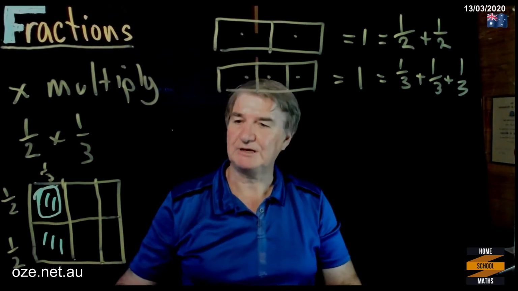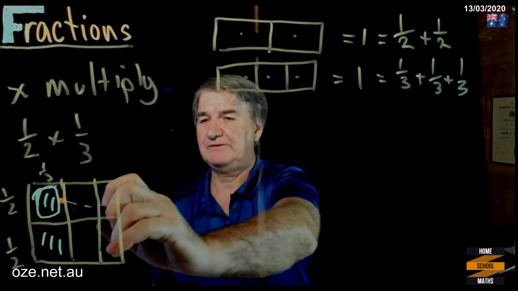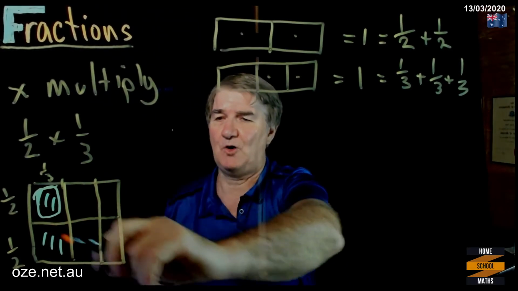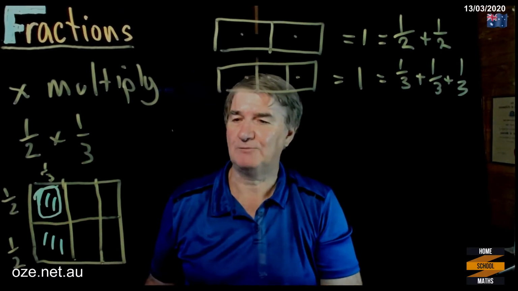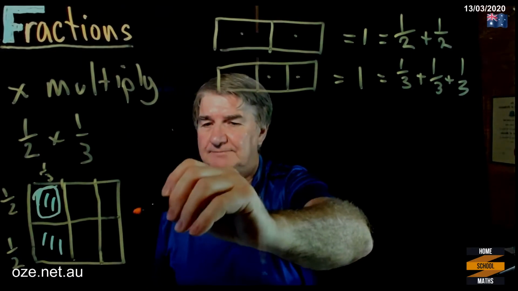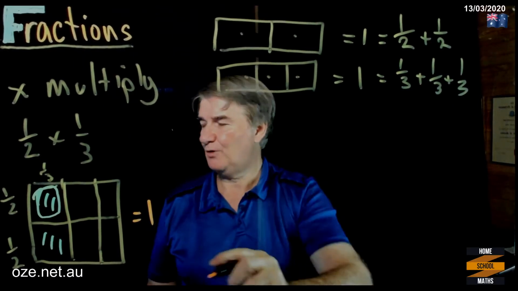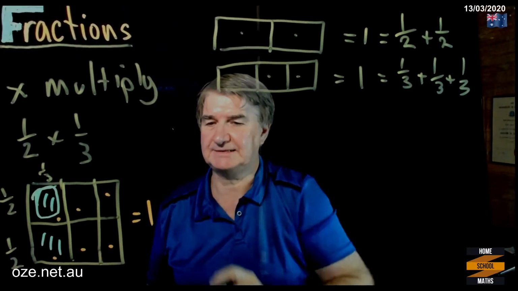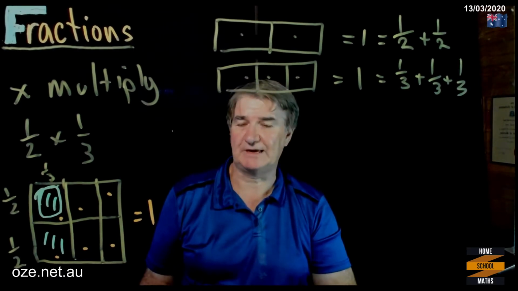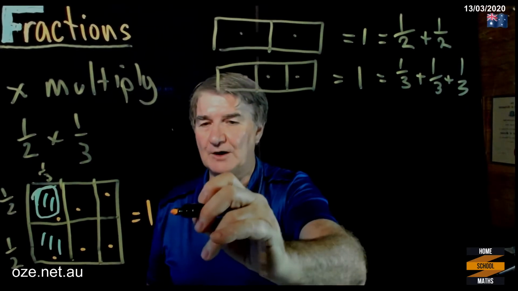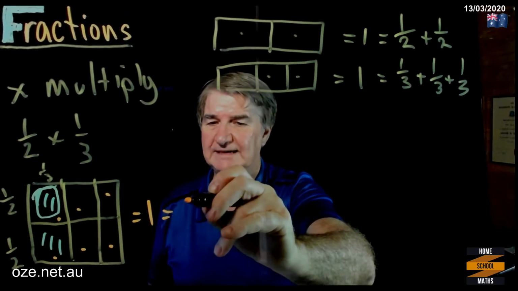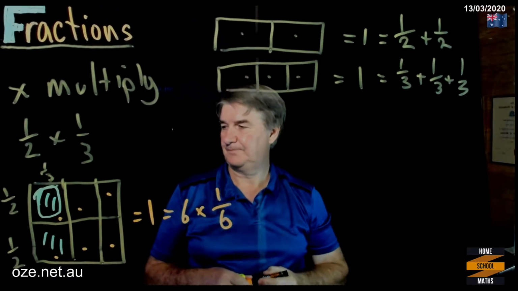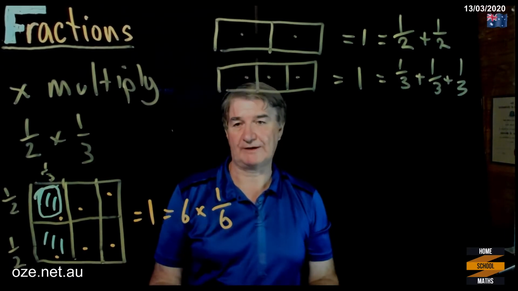So that fairly simply then shows you, how many of those half thirds do we have in that whole square? Now what was that whole square? It was equal to 1. So what we had was 1, 2, 3, 4, 5, 6. So 6 of those small squares are equal to 1. So 1 is equal to 6 times 1 part in 6. Okay, so that is multiplying fractions.